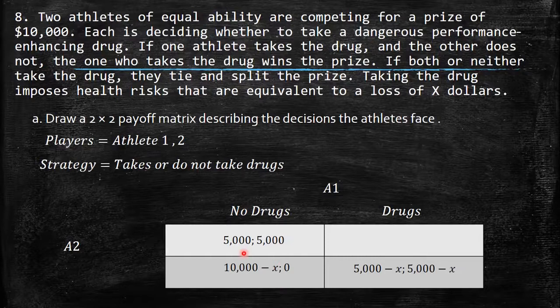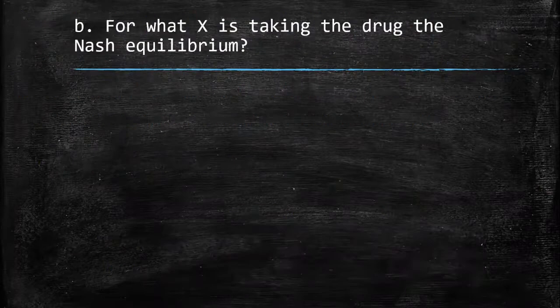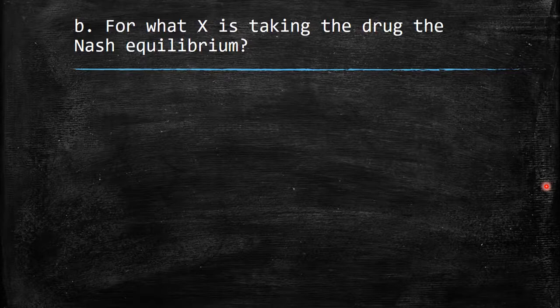Then this one should be the other case when they tie, but no one takes drugs, right? So because of that, they will receive all the prize without any harm, without any problem, right? And the other one should be exactly the same as this one, just with the payments changed. So in this case, the one who takes drugs is going to be athlete 1, which is going to be this one, instead of the other one that will receive 0, okay? Then, for what X is taking the drug the Nash equilibrium, we can do this a little bit mathematically, but I prefer to make this one more intuitive, okay?